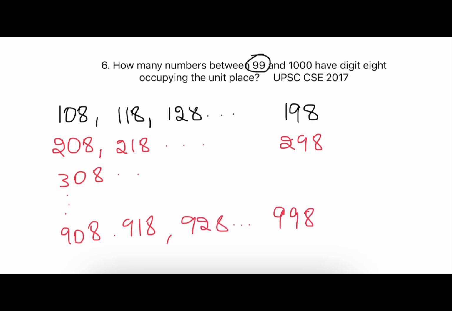So we cannot go further because the upper limit is 1000. The lower limit is 99. So we have planned it in a well defined boundary. It is between 99 and 1000 as per the demand of the question.